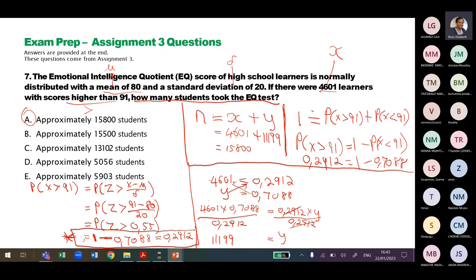They told us that there are 4,601 who received more than 91. If we add them together, they will give us the number of students who wrote the test. It's a long calculation, but you can get it. There might be another easy way of answering the same question, but in a nutshell, for me, this is the simplest way of answering this question.